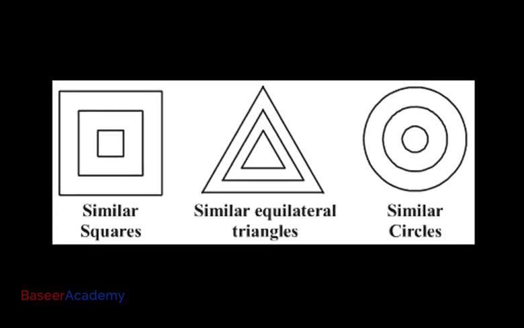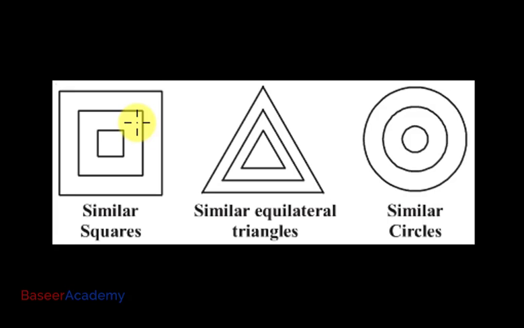Here in the first picture you have similar squares, and in the second picture you have similar equilateral triangles, and then you have similar circles. The square that you see here, this square and this square, have the same shape, the square shape, but the sizes are different. Such figures are known as similar figures. So geometrical figures which have the same shape but not the same size are known as similar figures.